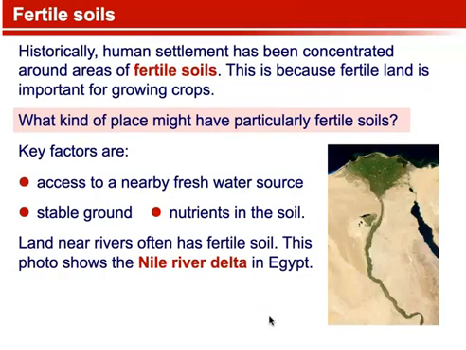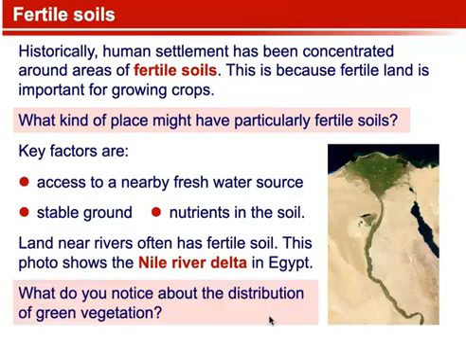Land near rivers often has fertile soil. This photo shows the Nile River Delta in Egypt. What do you notice about the distribution of green vegetation? That green vegetation follows the Nile River out to its delta. This is an area where a lot of highly fertile soil is deposited.